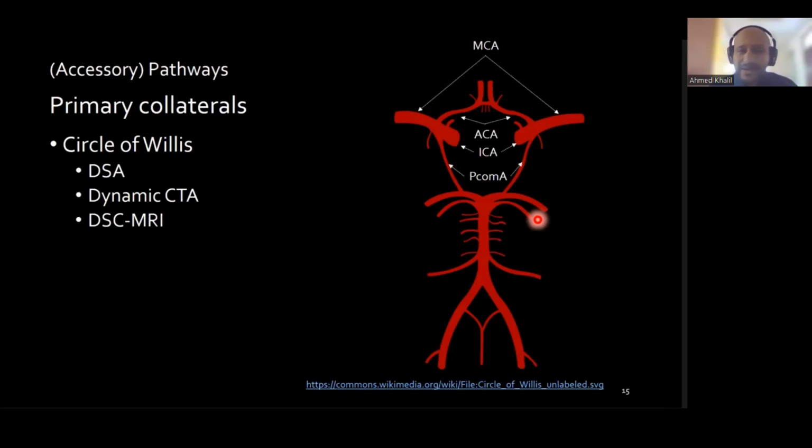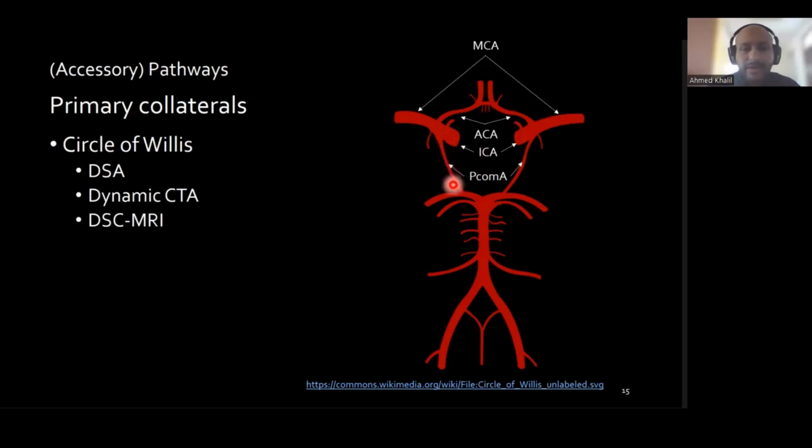There are the primary collaterals, which are a result of the configuration of the circle of Willis. So here we see a representation of the circle of Willis. Here are the vertebral arteries, right? They join up to make the basilar artery and then branch out to the posterior cerebral arteries. This is the internal carotid artery, or the end of it here. That's the middle cerebral artery. This is the anterior cerebral artery. And really importantly, we have connecting arteries.